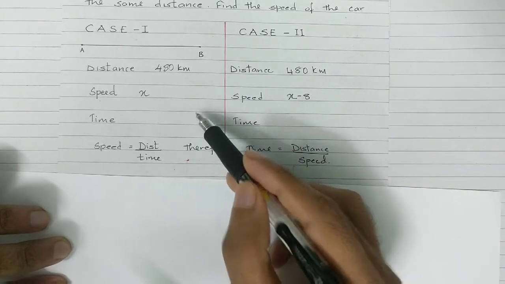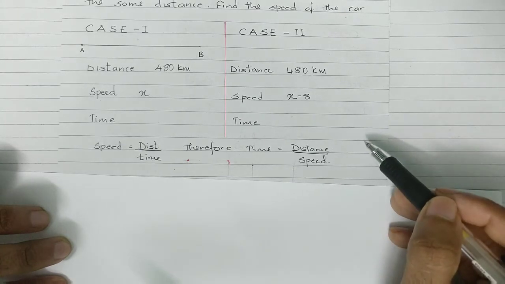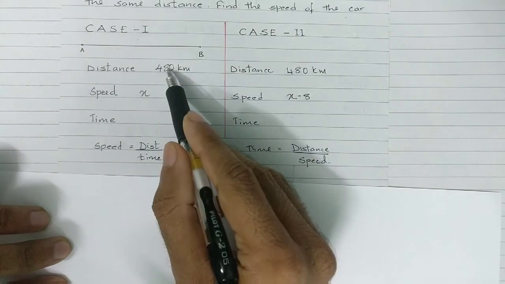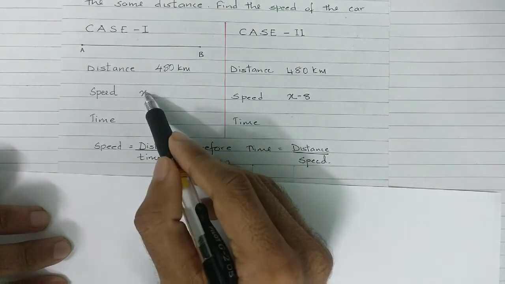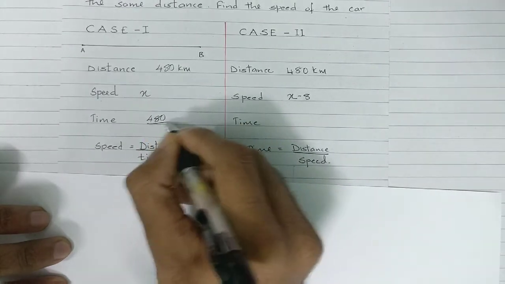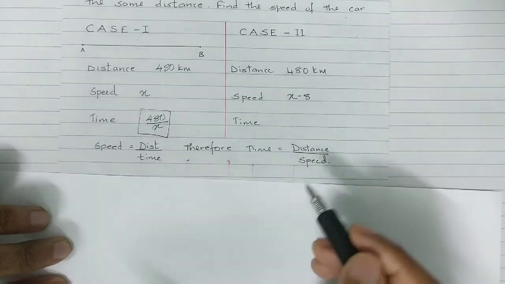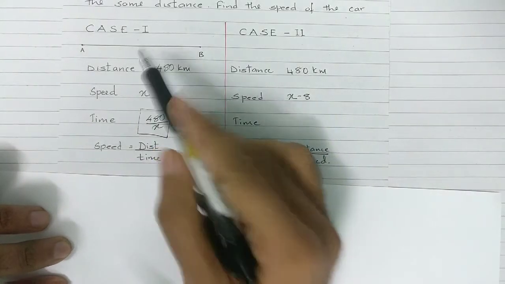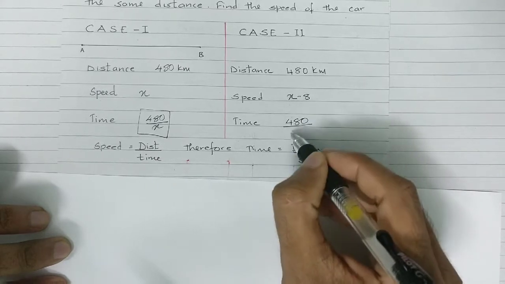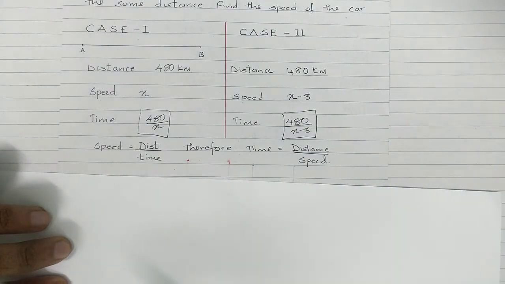And in our case, we have distance and speed too. So time over here will be 480, that is the distance, divided by the speed. So 480 upon x can be considered as the time in the first case, and over here this would become 480 upon x minus 8 in the second case.